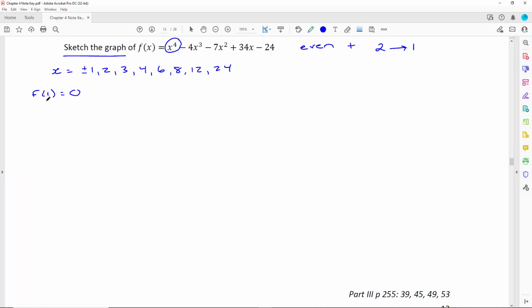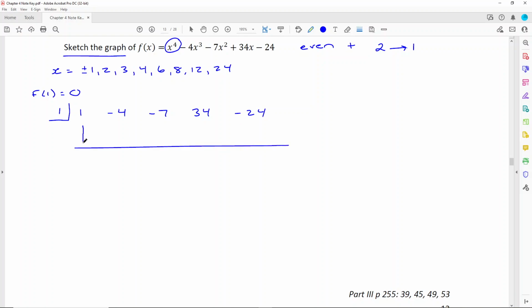Okay, so we're going to plug in x is 1. Then we do synthetic division with 1. We pull off our coefficients, making sure all the terms are there. So we're going to go 1, -4, -7, 34, and -24. All right.